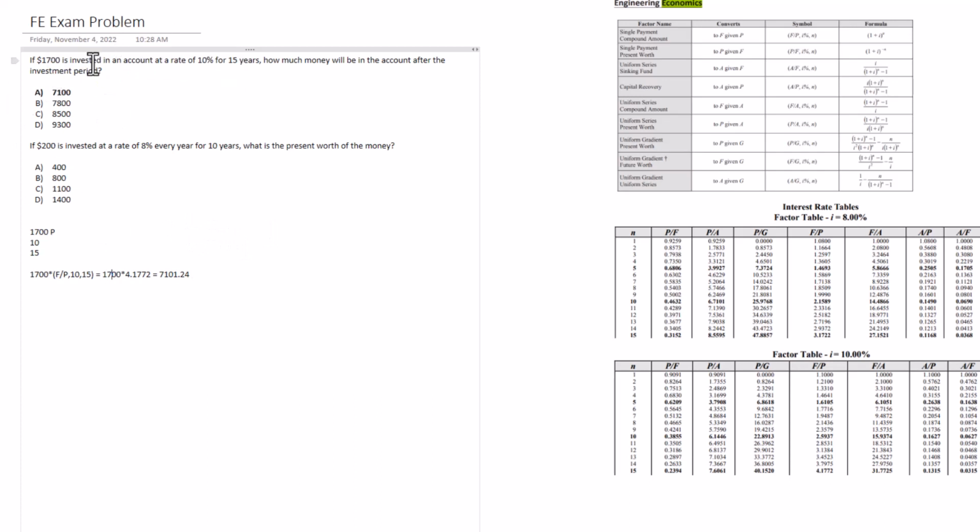So make sure you identify, do you have present? What are you trying to find? Find the correct symbol setup here. You can use the formula, but you can see they get very complicated as you go down, and then find that value in the interest rate table.